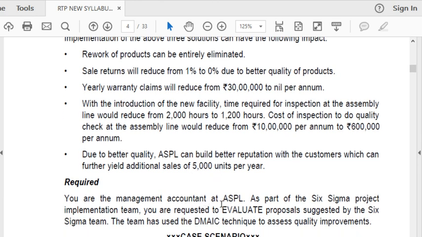You are the management accountant at ASPL. As a part of the Six Sigma project implementation team, you are requested to evaluate proposals suggested by the Six Sigma team, and the team has used the DMAIC technique to assess quality improvements. So it was quite clear in the question. So what is this DMAIC? What is this DMADV? These are the two methodologies which you will use to implement Six Sigma.